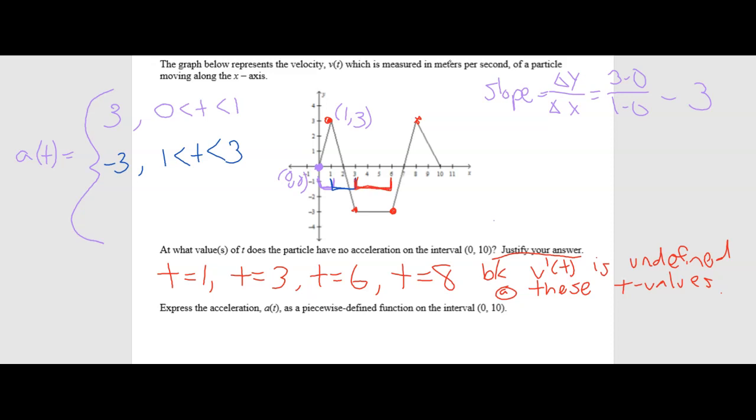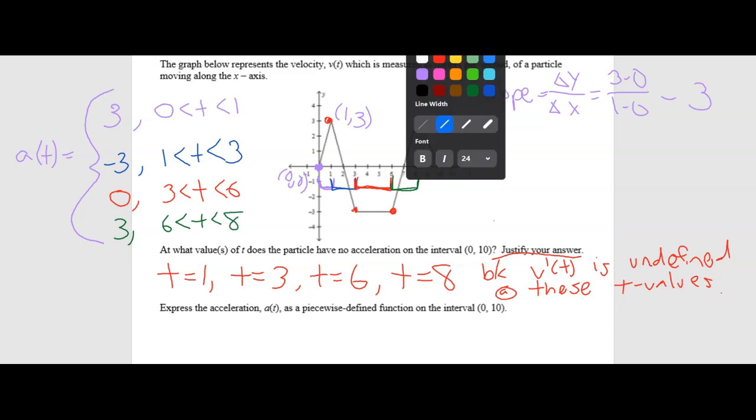Now, this one's pretty easy, right? Because the slope of a tangent line to a horizontal line is just going to be 0. So a of t is equal to 0 from 3 to 6. Our next interval, I've already done blue, let's do green, is from 6 to 8. We have a slope of positive 3. That is from 6 to 8. Looks like I ran out of room just a little bit.